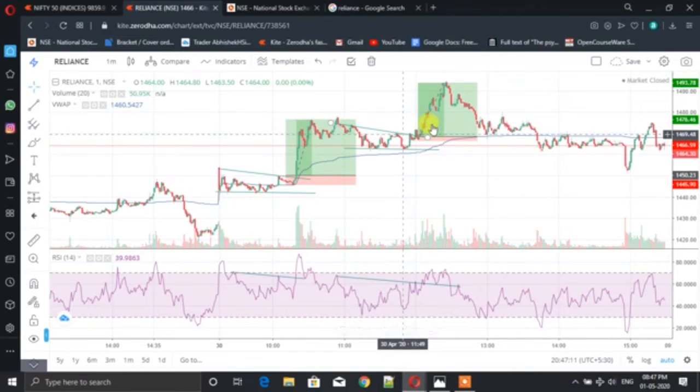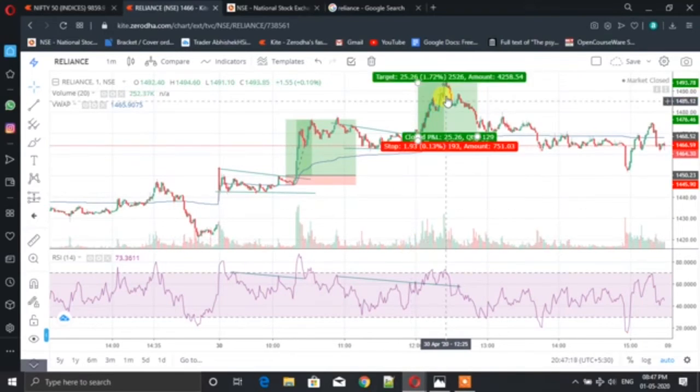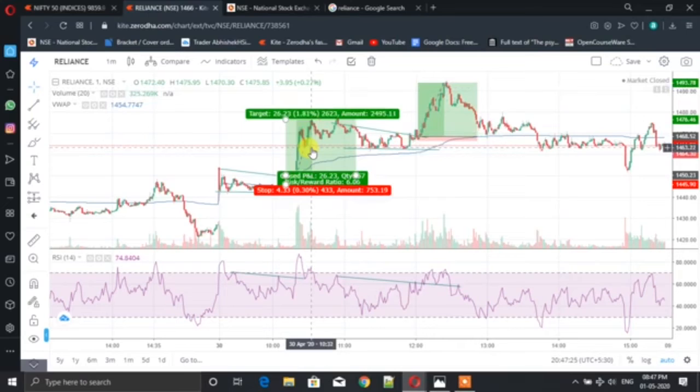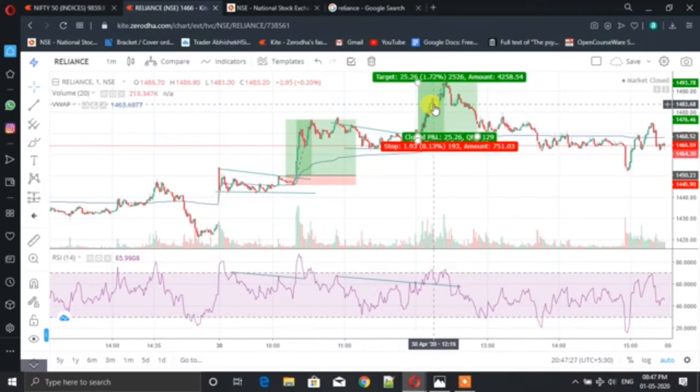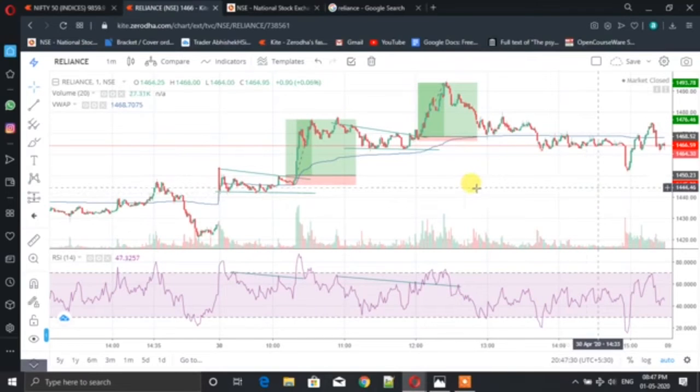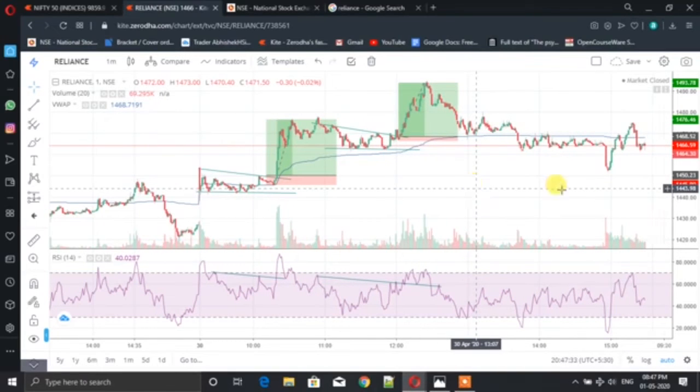So we would have got this tight stop loss of 1.39 rupees. We could have made around 27 points. If the quantity is again 1000, we would have made 30 points. So here we got 26 points, here we got 25 points, that is 51 points, and we could have traded. Another pattern had appeared, which is pretty good.